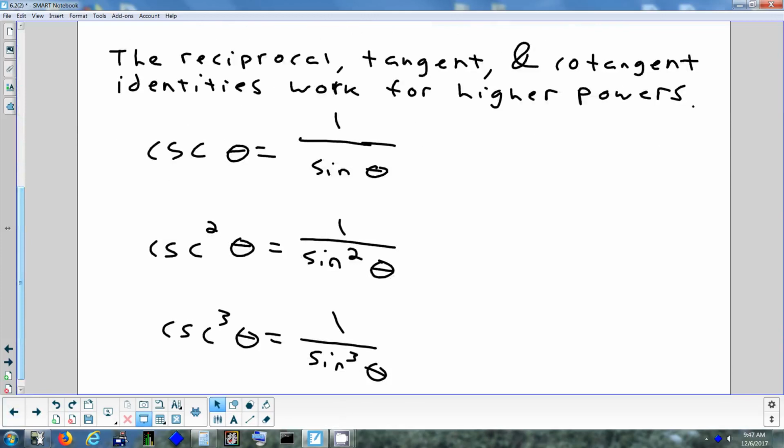Okay, but you can use those basic identities with higher powers. Not the Pythagorean. I did not write Pythagorean there. In the Pythagorean, it said sine squared plus cosine squared equals 1. You cannot say sine cubed plus cosine cubed equals 1. No. Only the reciprocal, tangent, and cotangent. A lot of times the exponents don't get that high, but technically it could go as high as you want. Hey, any questions on that?